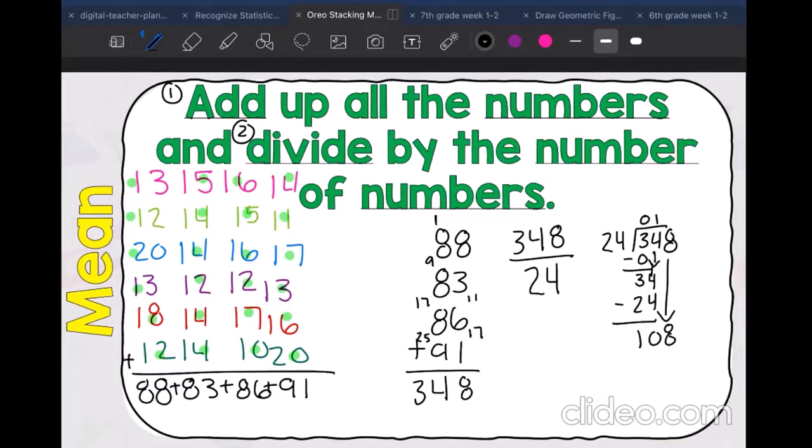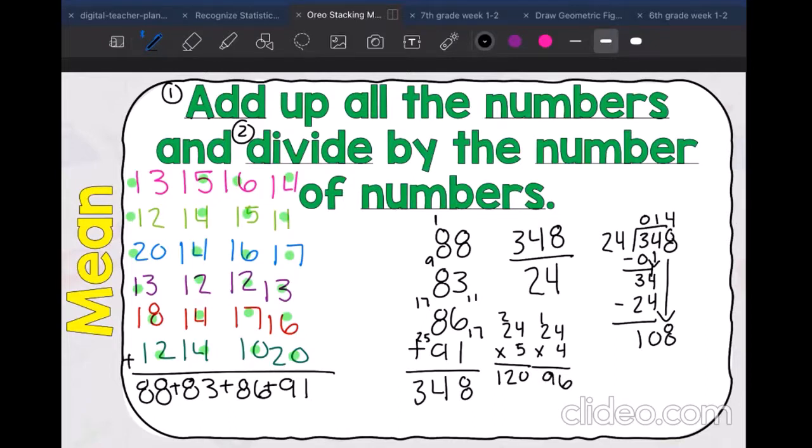How many times do we think 24 goes into 108? What do you want to try? What number? 5? What's 5 times 4? 5 times 2, plus 2? Ooh. Is that too big? Yeah. Let's try 4. What's 4 times 4? 16. 4 times 2, plus 1? Does that work? All right, good.